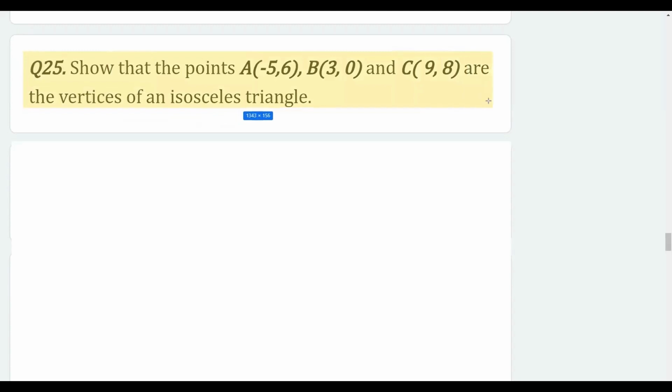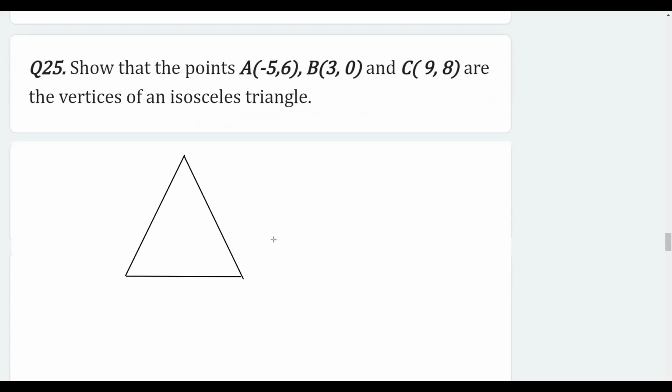In question number 25, we have to show that these points are the vertices of an isosceles triangle. So you know that in an isosceles triangle, two of its sides are equal, any two of its sides. So let's say I took these sides. As of now, I do not know which two sides are equal, so we may have to modify the figure later on. So instead of naming these points, we can first find out the length of these sides, like the sides AB, BC, and AC.